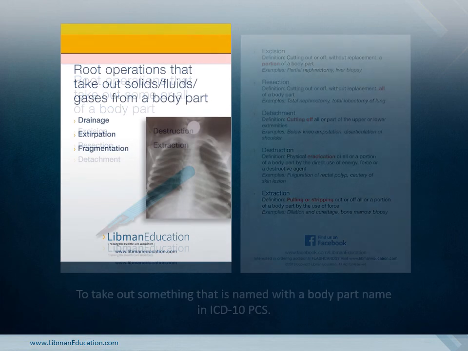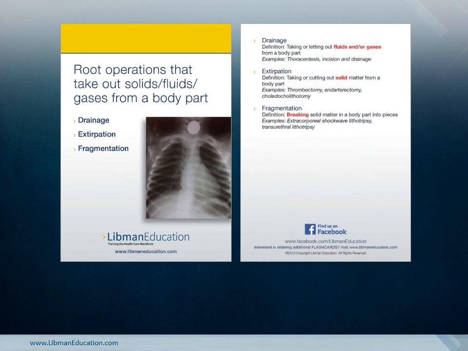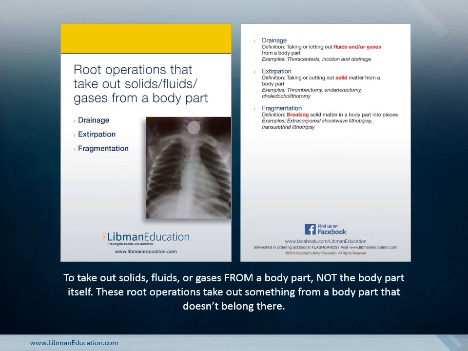Our next group is the yellow card. It says that those root operations take out solids, fluids, or gases from a body part. Did you hear that? It says from a body part and not the body part itself. This means that the root operations in this group take out something that's in a body part that doesn't belong there. This group is used to code procedures like draining extra fluid, draining pus, or removing foreign bodies from a body part.